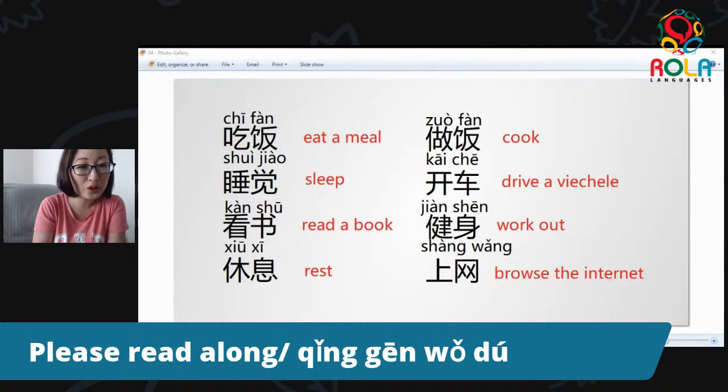Okay, so first one, 吃饭 means eat a meal. 饭 is short for 米饭, which is a rice meal. Because based in the traditional Chinese culture, usually Chinese people consume rice every day. So when we say eat rice, it's kind of like eat a meal. 吃饭. Next up, 睡觉 means sleep. And next up, 看书 means to read a book.